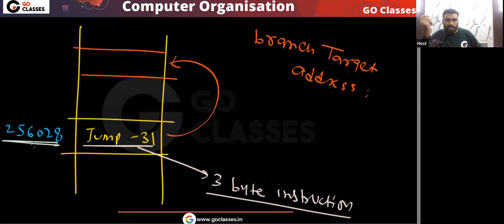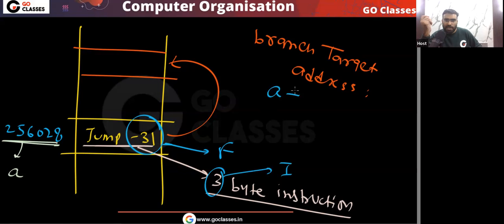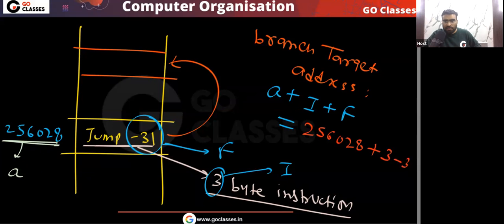If you apply the formula, this is your A, this is your F, and this is I. So it will be A plus I plus F. Correct? So that will be 256028 plus I, that is 3, minus 31. What is this value? Can anyone tell me?